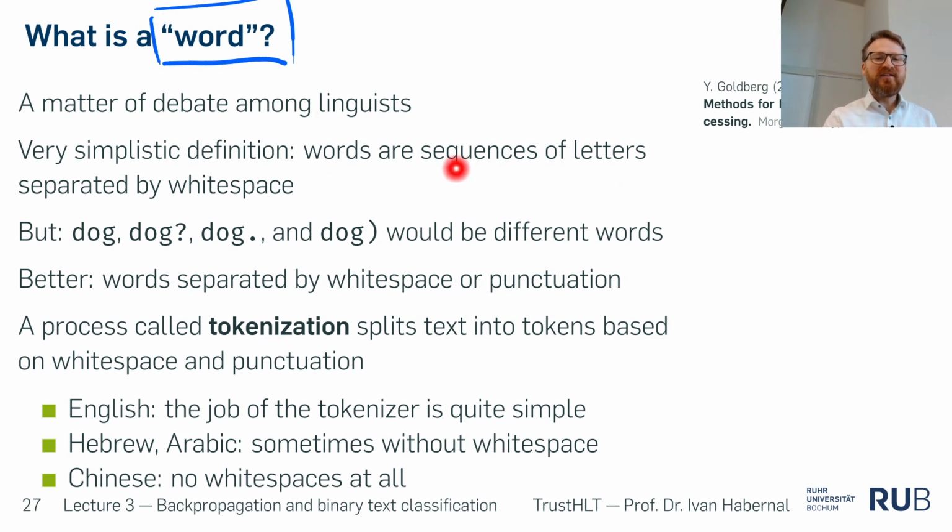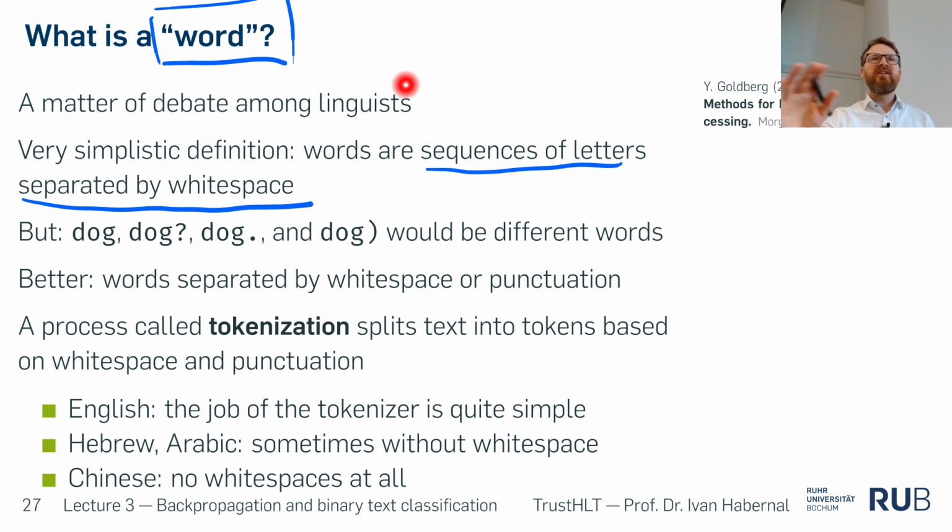So words are sequences of letters separated by white space. This is a good definition. You take a sequence of letters, and if there's a white space left and right, you call it a word. I'm glad we don't have the linguist here now, because they would disagree maybe. But that's okay. It will get you far.